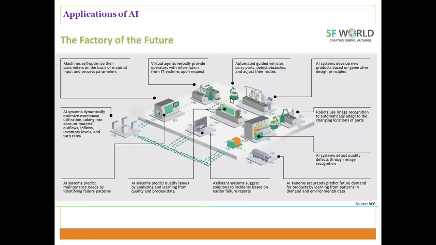Now there are some virtual agents available to provide information to the operator. Then we have automated guided vehicles, which can carry parts, detect obstacles, and move parts from one station to another station. Then with generative design principles, we have robots with image recognition that can automatically adapt to the changing locations of parts. With the help of AI, we can detect quality through image recognition. Just look at all these processes from station one to station three. This entire system, or smart factory, is connected with all the AI networks, so that your final product passes through all the stations and you get the exact product for the design. This is the advantage of why we are implementing this AI technique in various industries.